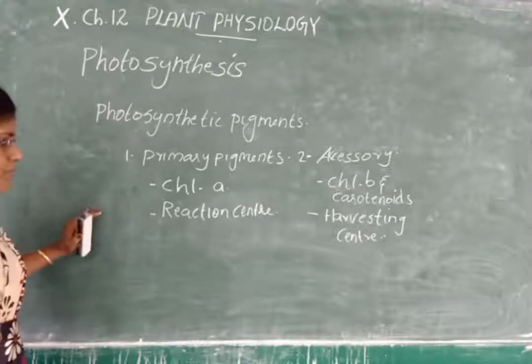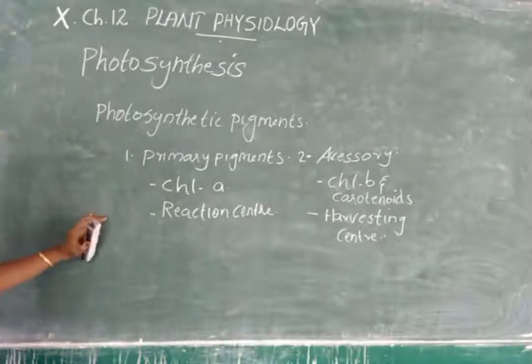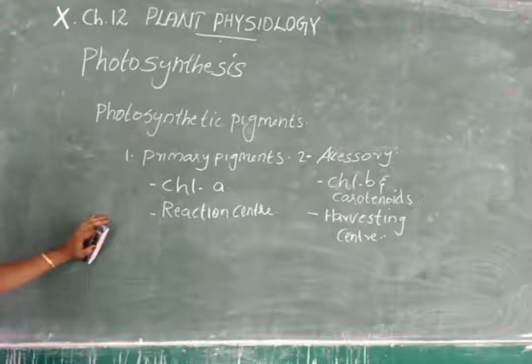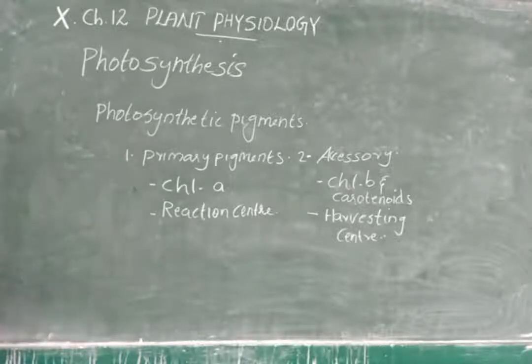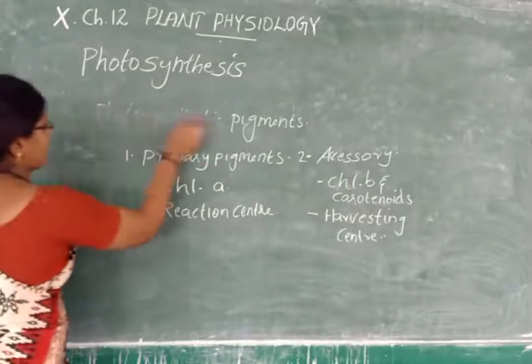Chlorophyll A absorbs light energy from the sunlight and converts it into chemical energy and electrical energy, so it is called the reaction center. Whereas the accessory pigments, chlorophyll B and carotenoids, absorb the light energy and pass it to chlorophyll A, so they are called the harvesting center. These are the two photosynthetic pigments that are responsible for photosynthesis.